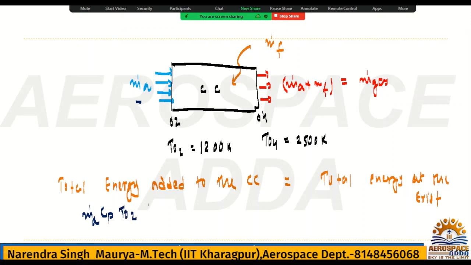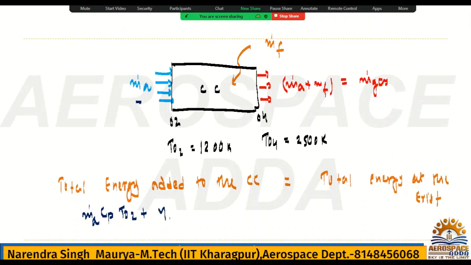So this is the thermal energy which is coming from the diffuser, and it is directly supplied to the combustion chamber. Now this chemical energy, in terms of the mass of the fuel flow, is what is added in the combustion chamber. So this is the chemical energy, and the burner efficiency also they have given.